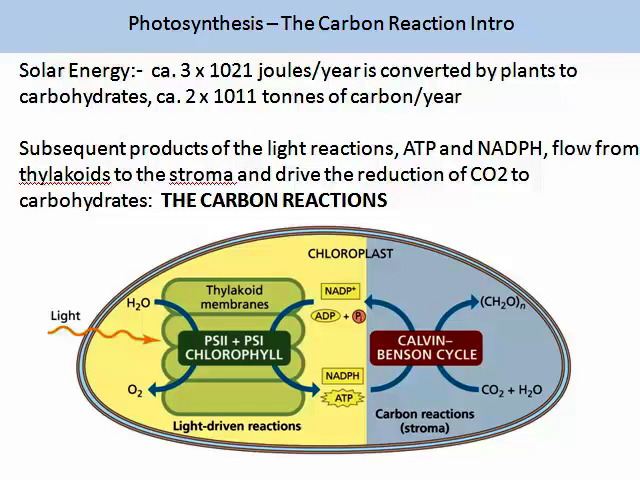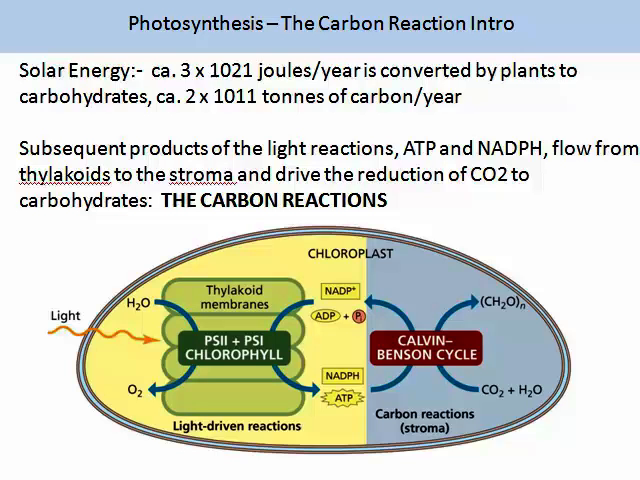To continue our review, it is the capture of energy by plants which enables them to create these compounds or sugars. Solar energy is very important in this process. And to give you some idea of the dynamics, approximately 3 by 10^21 joules per year is converted by plants to carbohydrates. This gives us approximately 2 by 10^11 tons of carbon per year.